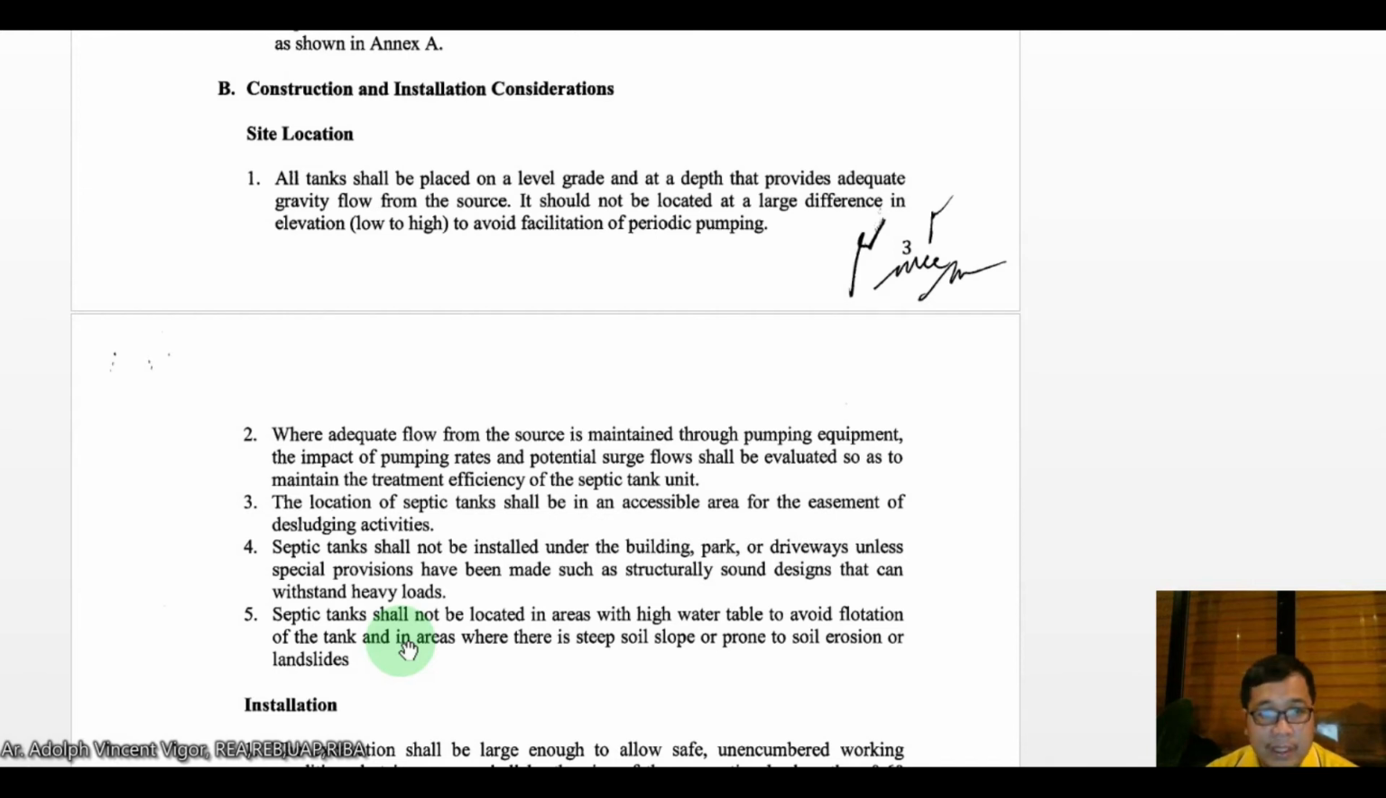So septic tanks shall not be located in areas with high water table to avoid flotation of the tank, and in areas where there is steep soil slope or prone to soil erosion or landslides. Okay? So I think as an architect class, this is where your expertise comes in. So you must really study the site where your building is going to be constructed.